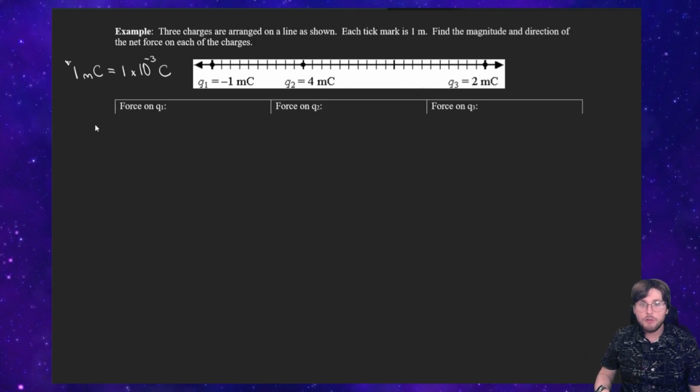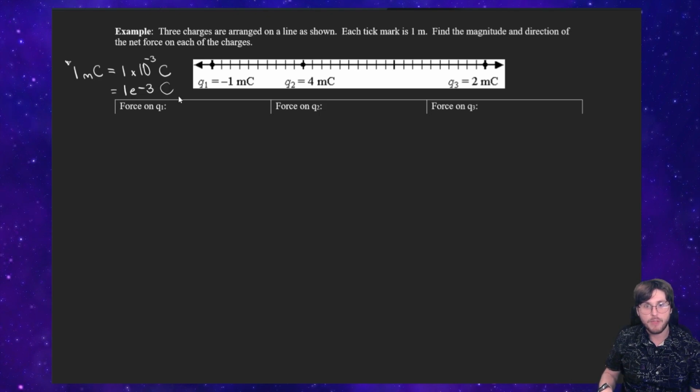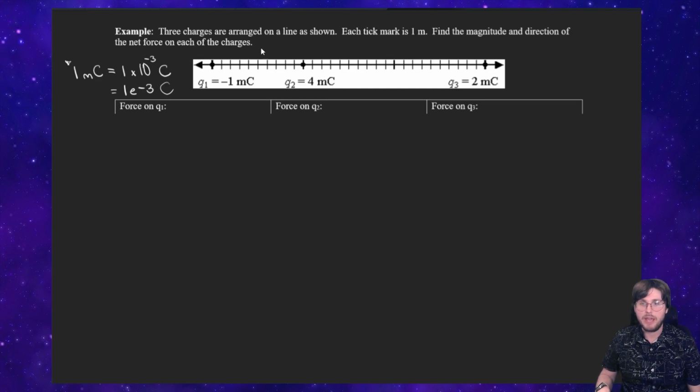So if you recall from a calculator, for instance, they usually denote scientific notation as something like 1e-3. That's how I'm going to denote this whenever we're writing out the numbers over here. It just saves a little bit of time, and it looks a little bit cleaner. I like it. Just don't confuse this with exponential e. With that in mind, let's go ahead and figure out what our directions are going to be.